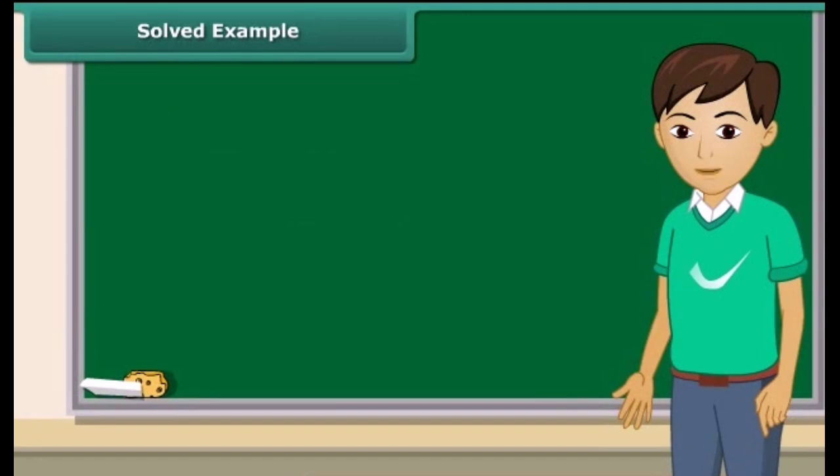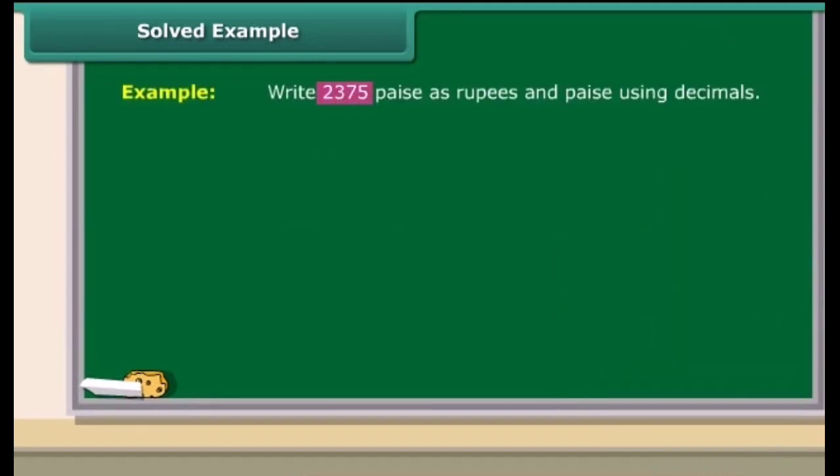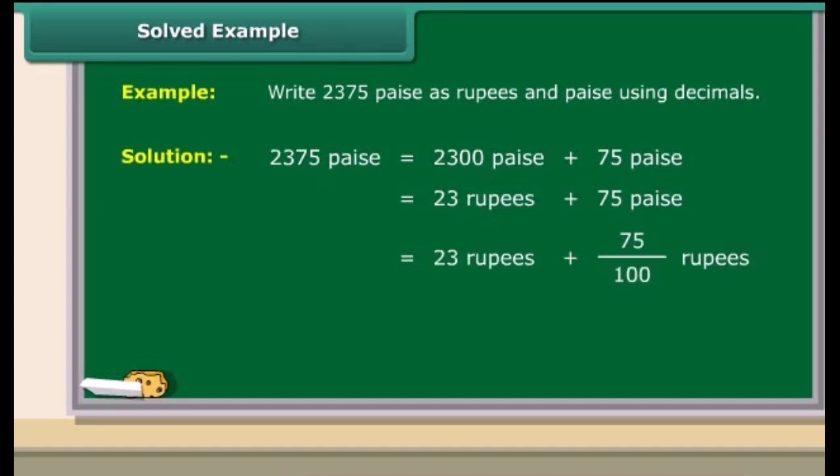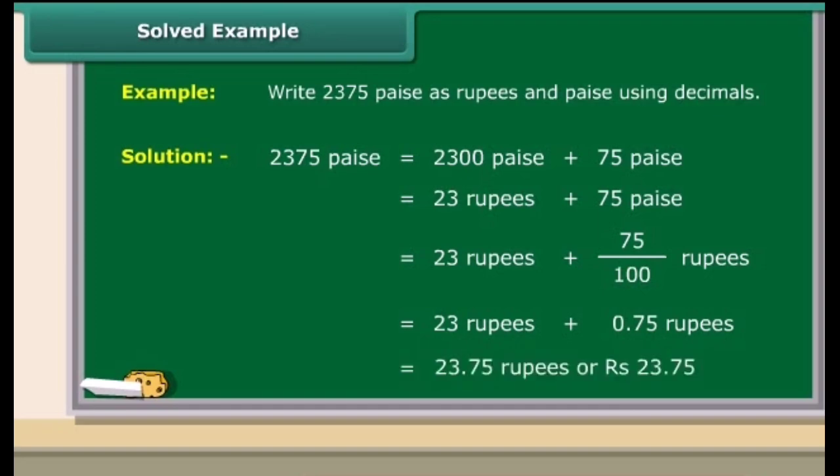Let us convert money expressed in paise into rupees and paise using decimals. Express 2,375 paise in rupees and paise using decimals. 2,375 paise equal 2,300 paise plus 75 paise, which is the same as 23 rupees plus 75 paise. This can be expressed as 23 rupees plus 75 upon 100 rupees. So the answer is rupees 23.75.